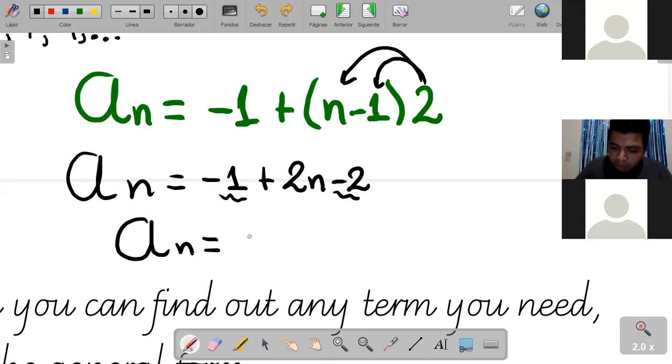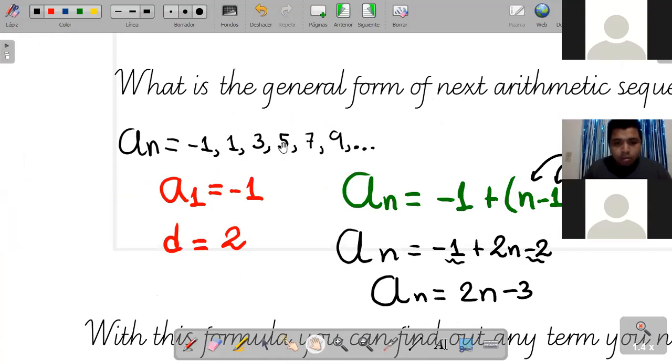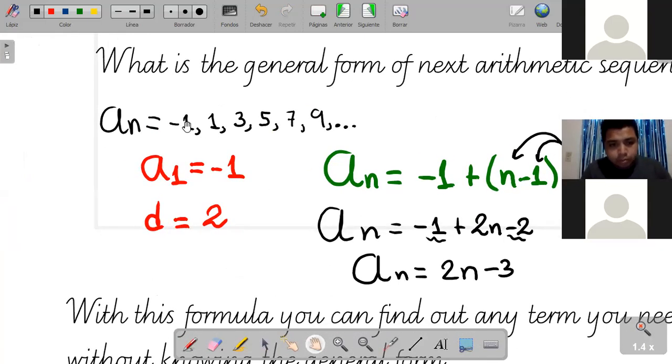-1 and -2 make -3. So you can write this one like 2n minus 3. And check this out: this is the general formula that describes any of these values. For the first term, which is -1, it's 2 times 1, because of the first position. 2 minus 3, that's going to be -1.